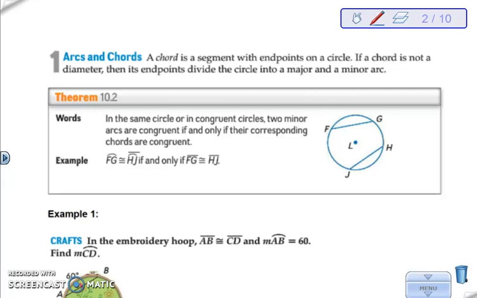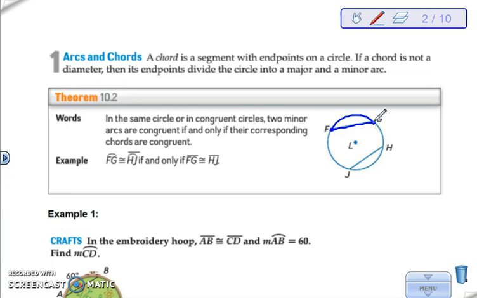Alright, welcome. Today we're going to be continuing with circles. We're going to go a little bit more in depth into arcs and chords. So if you remember from last time, an arc is a curve that goes around the exterior of the circle, and a chord is a line that connects two points on the circle.